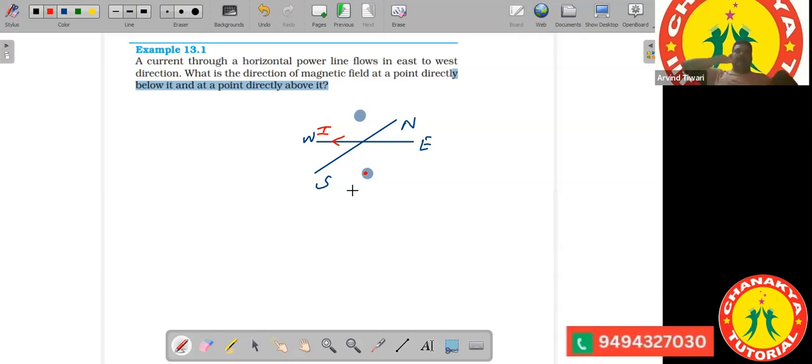Okay. See, this is your east to west, and if you fold your fingers like this, below it you are observing it to be going from north to south, and above it you are observing it to be going from south to north. This is the direction of magnetic field lines that you find. It's going like this, coming over here like this. Isn't it the direction of magnetic field lines that we find out using the right hand thumb rule?